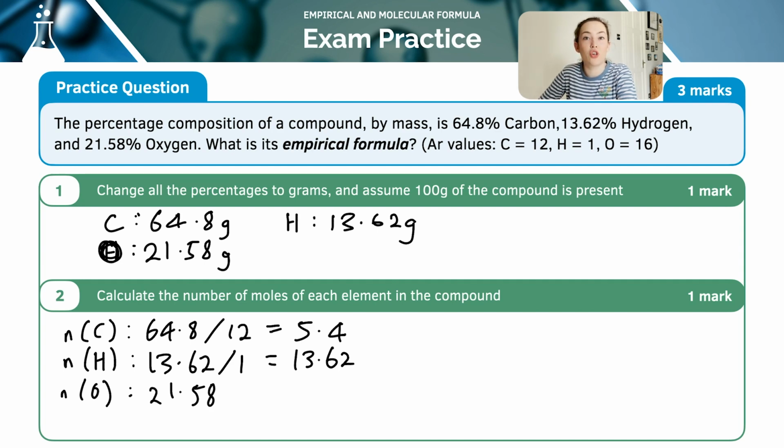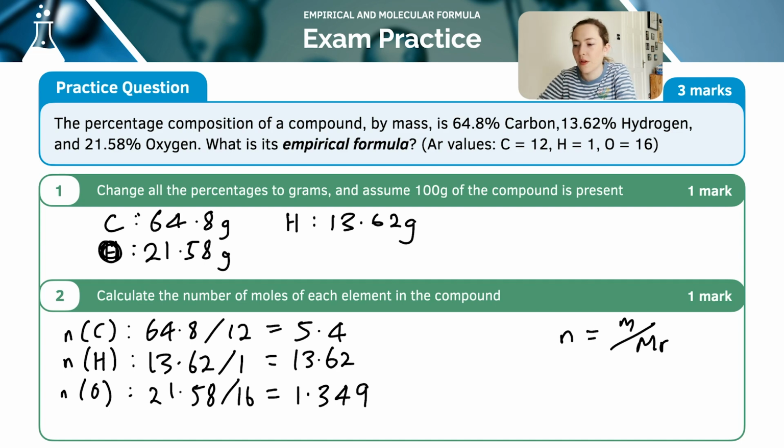Now, although molecular oxygen is diatomic, so it's 32, when we're doing empirical formula, it's really essential that you're taking the AR, the relative atomic mass of oxygen, not molecular. So we're going to divide it by 16, not 32. We see a lot of students divide by 32. For empirical formula, we do not do that. So 1.349. Okay, and as a reminder, that's because we know that moles equals mass divided by MR, or AR in this particular case.